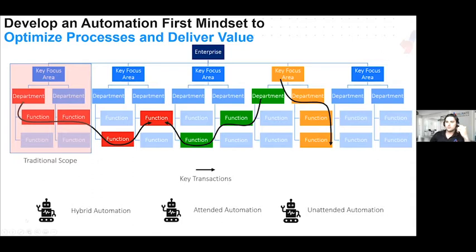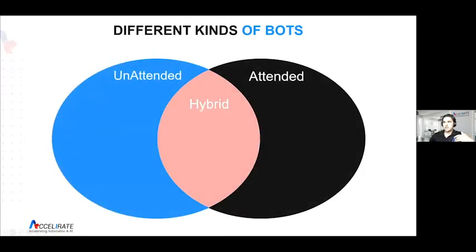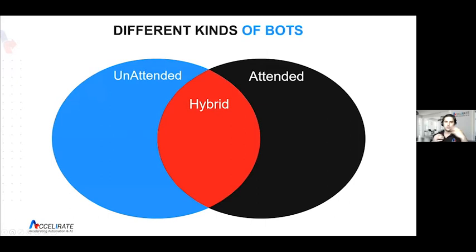So next, going into what are the different types of robots or bots? Now, to simplify it, we really have three tranches: the unattended, the attended, and the hybrid. Everybody's usually heard of the unattended and attended. Hybrid is another one. These are really your three main types of bots.